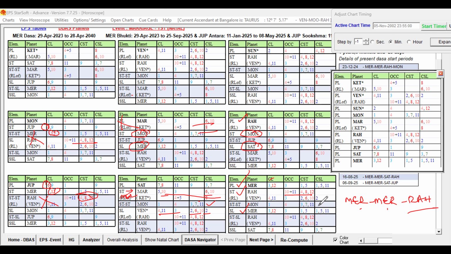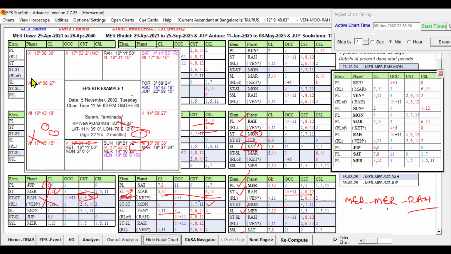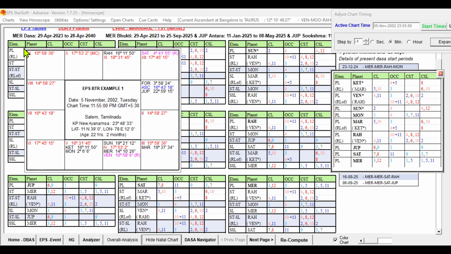So Venus is not a very strong planet, and as we already discussed, the other planet is what? Saturn. Where is Saturn present? In Mercury. We already discussed, look at Saturn. Let me erase all this. Where is Saturn? Saturn is posited in the sign of Mercury. So Mercury is supported by Saturn.